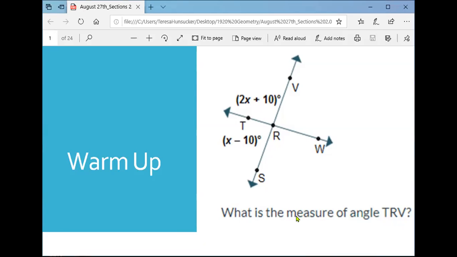Do you remember the concept from yesterday? The two labeled angles are linear pairs and they're supplementary. They share side TR. They are formed on angle SRV. Okay, so all I'm asking for you to do is solve for X and give me the measure of TRV. The countdown is at 45 seconds, so let's hold off.